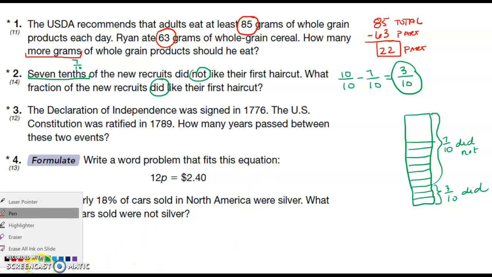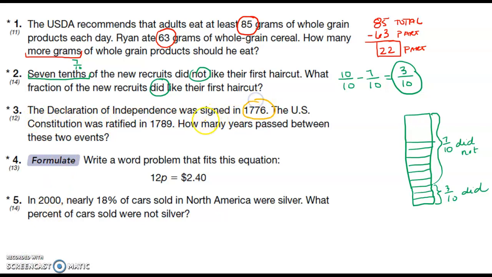Let's see. All right, the Declaration of Independence was signed in 1776. The U.S. Constitution was ratified in 1789. How many years passed between the two events? So I'm going to take 1789 and subtract 1776, and I get 13 years.